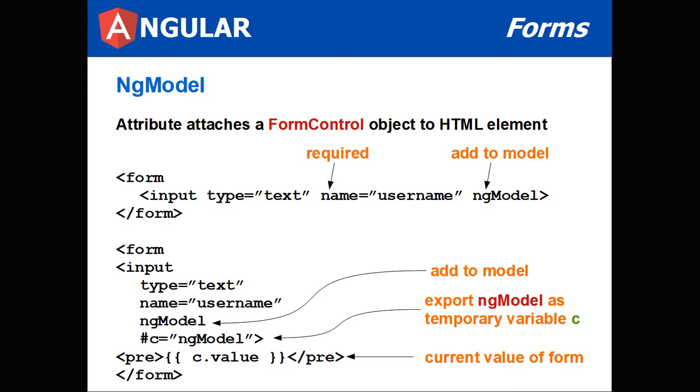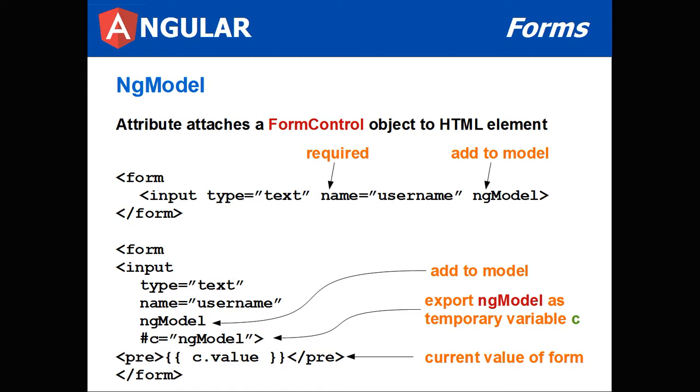NgModel is an attribute that attaches a FormControl object to HTML. So basically, when you look at this input tag, it is attaching a form control object to the HTML. So you add to the model by adding this ngModel attribute. And the name is required, the username is required, because then that'll map the field to username. So if you were to look at the previous example, f.value.username would have the value of this form, or let's say this input field.